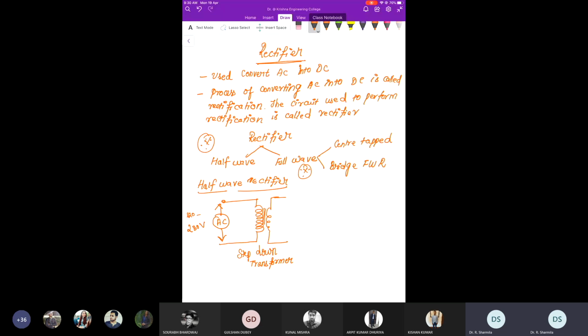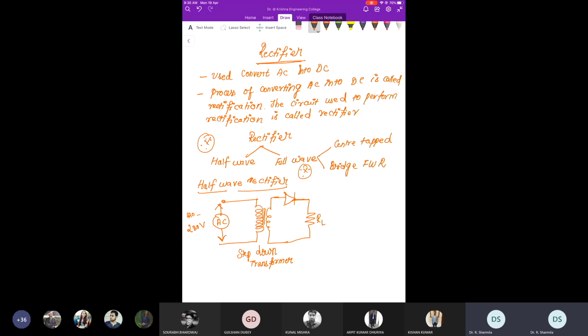After this, as I already told you, we are seeing the application of diode. Here I am using a PN junction diode, and here I am going to use one load, that is nothing but RL. This is the circuit of the half-wave rectifier.